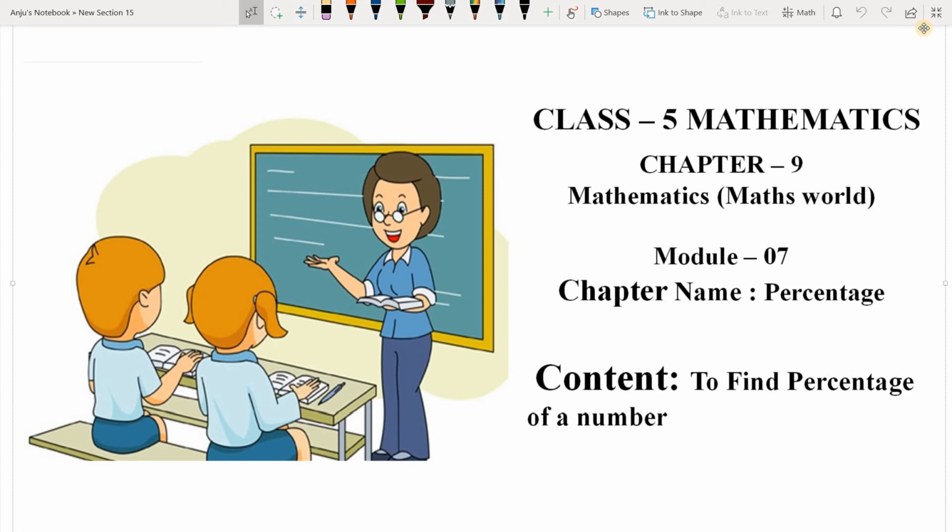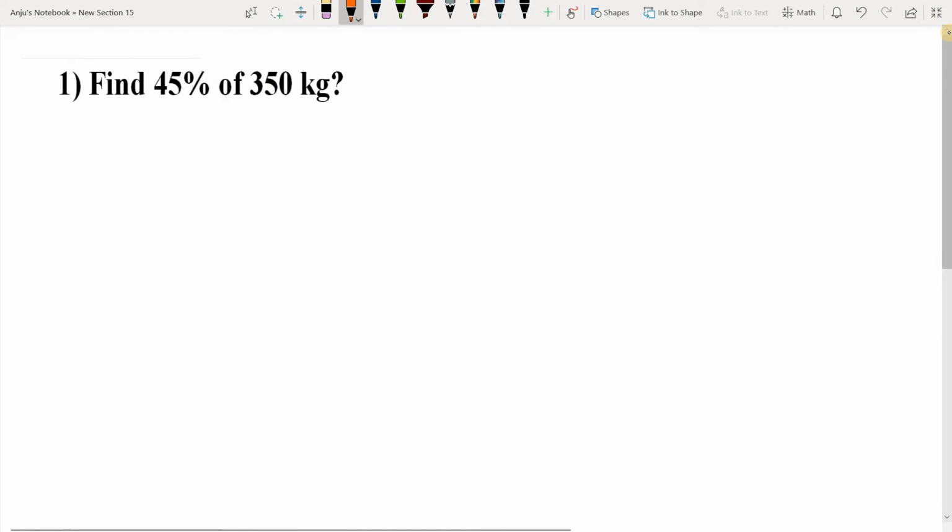Today we will learn to find percentage of a number. So, let us start. Question 1. Find 45% of 350 kg. Students, in this question we have given quantity, which is 350 kg. And what we have to find? We have to find 45% of 350 kg. Means 350 kg का 45% कितना होगा?